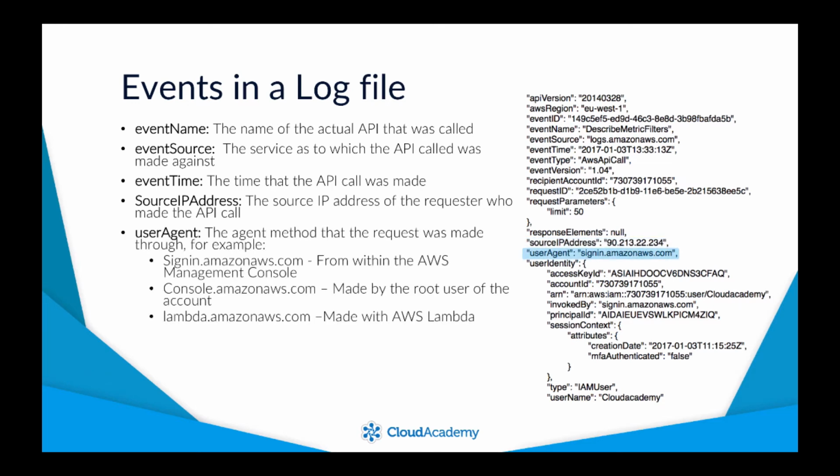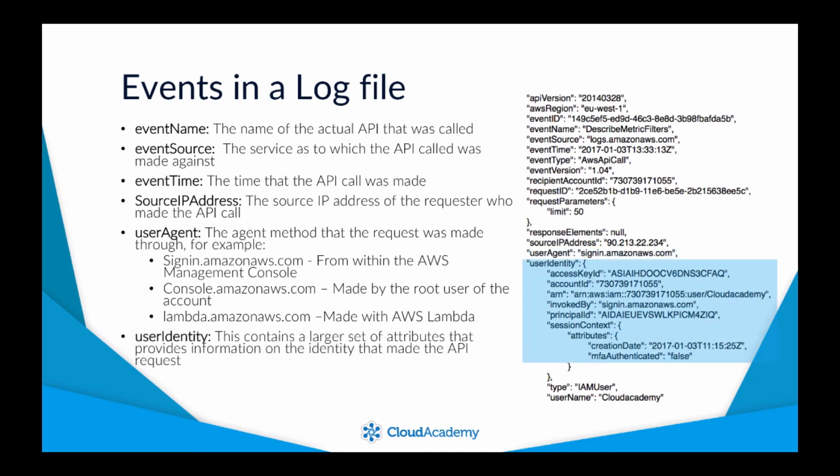User agent. This is the agent method that the request was made through. Example values of these are signin.amazonaws.com. This is what we have in our example, and it simply means that a user made this request from within the AWS Management Console. You also have console.amazonaws.com, and this is the same as the previous. However, if this was displayed, it would mean that the request was made by the root user of the account. And we also have lambda.amazonaws.com. This is fairly obvious, and this would reflect that the request was made with AWS Lambda. User identity. This contains a larger set of attributes that provides information on the identity that made the API request.